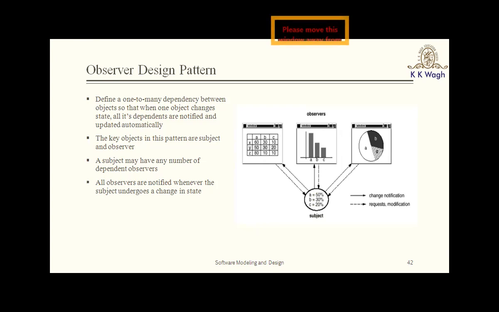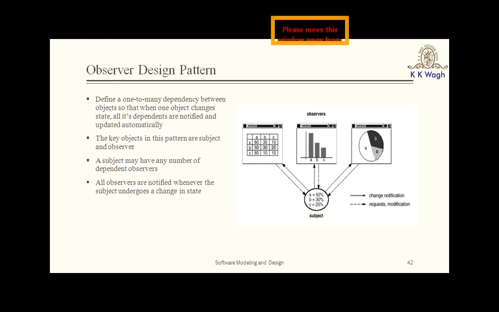The key objects in this pattern are the subject and the observer. A subject may have any number of dependent observers. All observers are notified whenever the subject undergoes a change in state. In response, each observer will query the subject to synchronize its state with the subject's state. So this is the essence of using the observer design pattern.